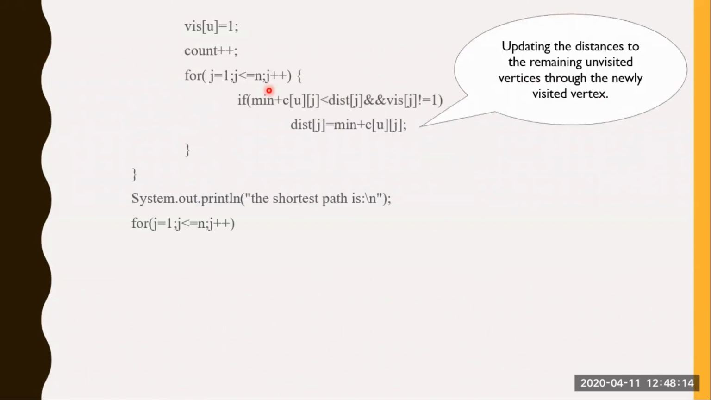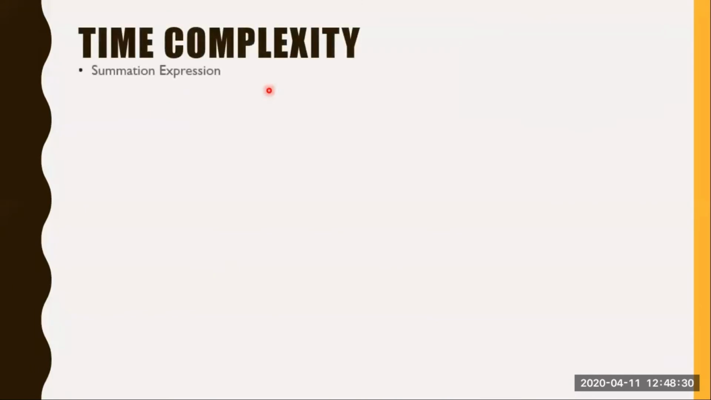So if you want to compute the time complexity, this is not a recursive algorithm, so there is no recurrence relation. Instead, it's a non-recursive algorithm, so we need to go for the summation procedure. This will be the summation formula that you get: i equals 1 to n minus 1, j equals 0 to n minus 1, k equals 0 to n minus 1.